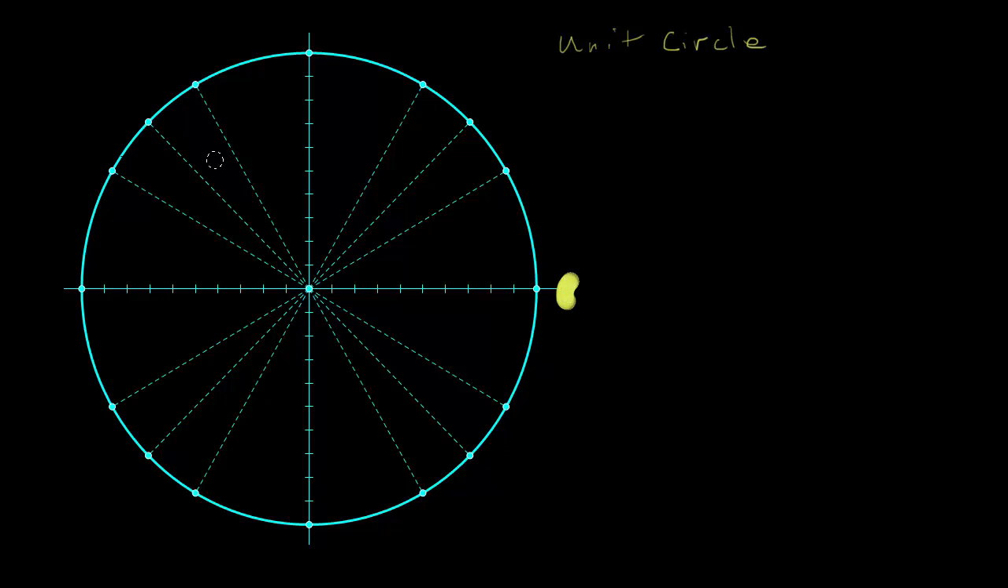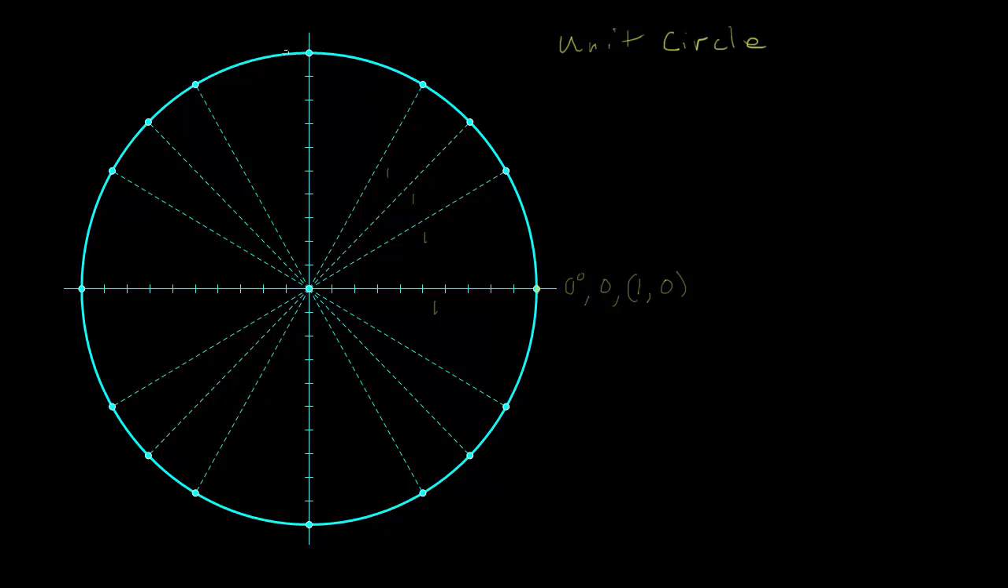This is 0 degrees here and 0 radians. And we also want to know coordinates of each of these points. So the coordinates of this point on the coordinate plane is 1, 0. Since it's a unit circle, again, these radii are all 1.